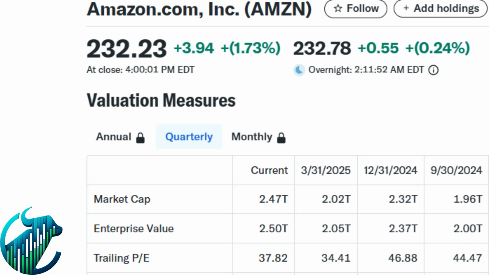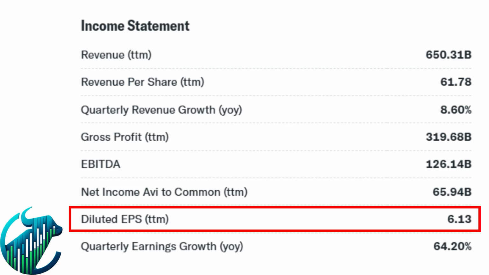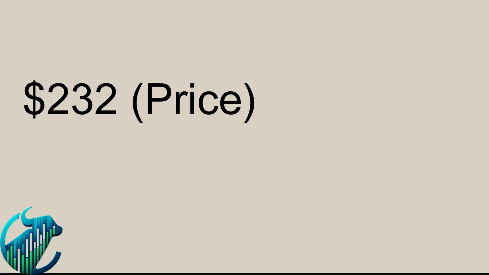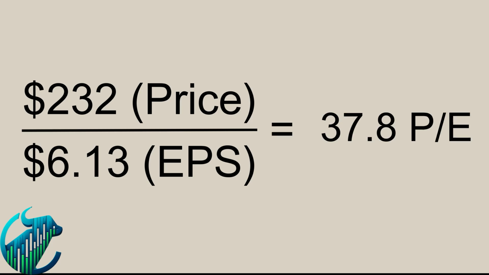Let's look at Amazon stock. It's trading at a PE multiple of around 37 right now. Its share price is at around $232, and its earnings per share over the trailing 12 months, which is what this TTM acronym means, was 6.13. So if you take 232 and divide it by 6.13, you get a price to earnings multiple of just under 38. If the company's earnings rise in the future, then the EPS will rise and the PE multiple will come down. It'll be a better buy if its price stays the same, since it'll be cheaper with respect to earnings.